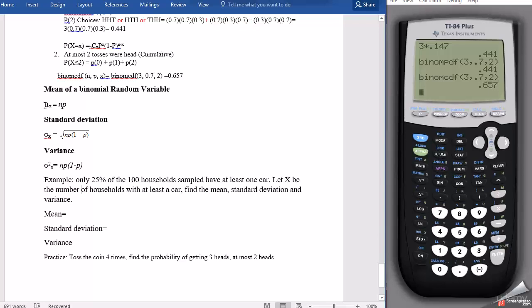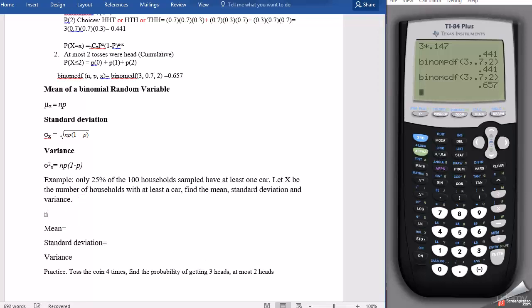So this is the formula for the mean, n times p. In this case, n is the number of our sample, which is 100. And then our p is 0.25. That's the probability of proportion. And then what else do we need to find? We're going to find 1 minus p, which is the same thing as 0.75. Sometimes we use q for that. Q is the same thing as 1 minus p.